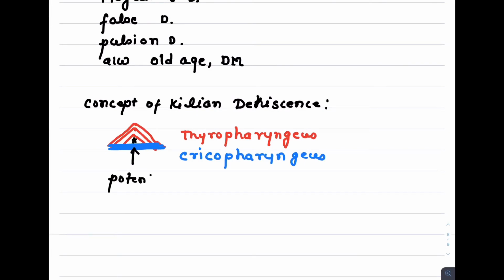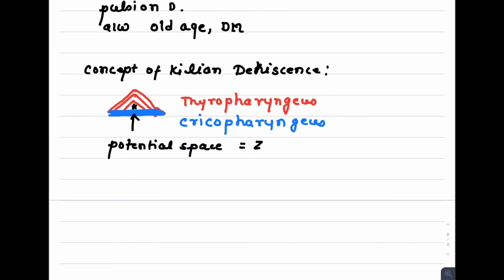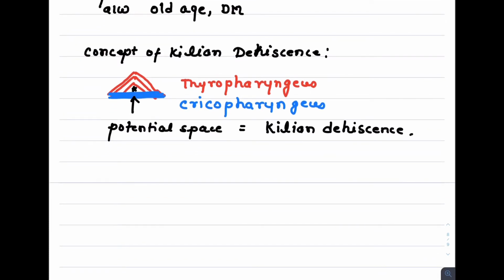This potential small space is known as Killian dehiscence. It's a small space, and if there is excessive neuromuscular discoordination or muscle weakness, causing an obstruction in the lower part of the esophagus, then because of the excess pressure, mucosa and submucosa will protrude out and form Zenker diverticulum. So Zenker diverticulum will come out through this Killian dehiscence. So this concept is very important.